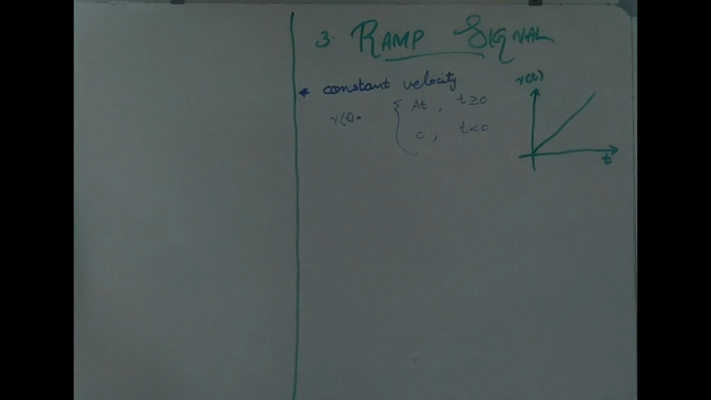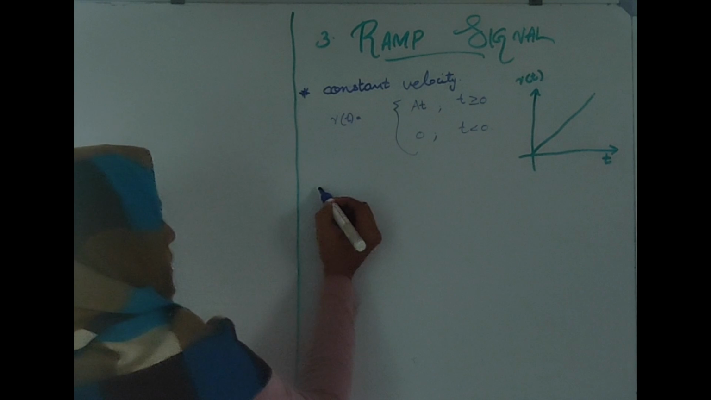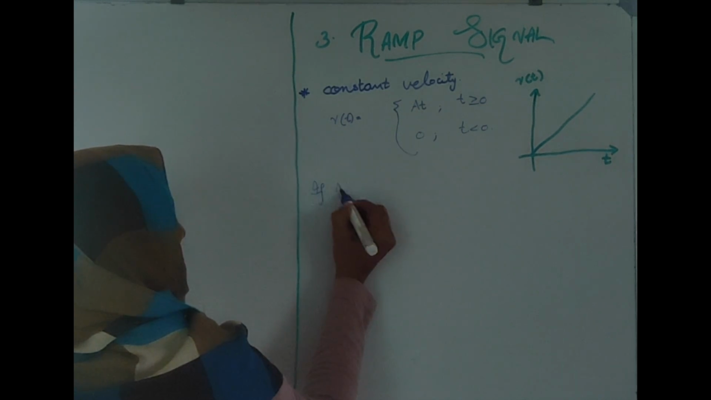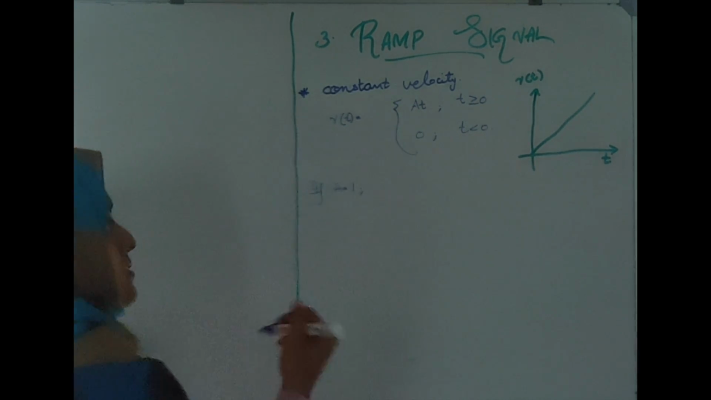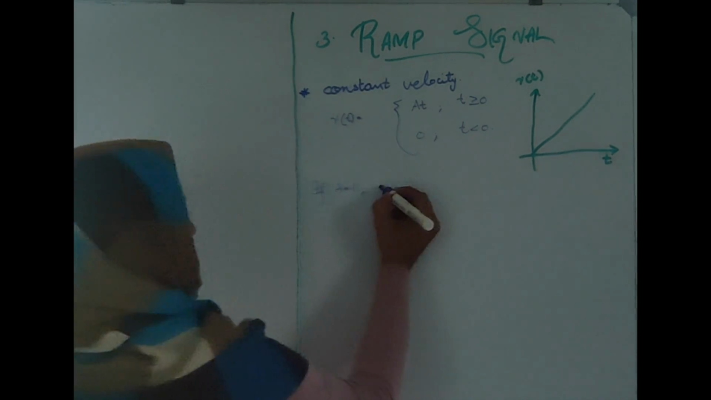So if a is equal to 1, then what will be the signal? It is called a unit ramp signal.